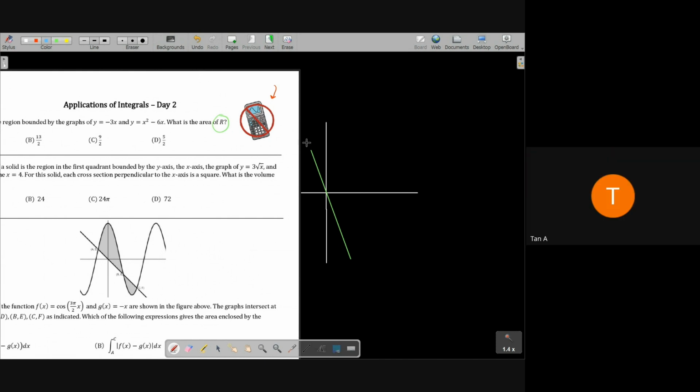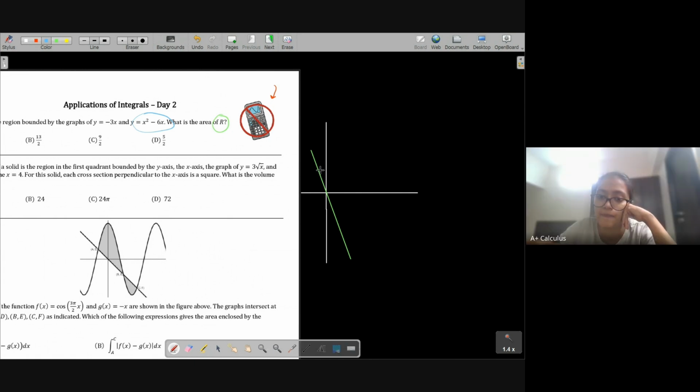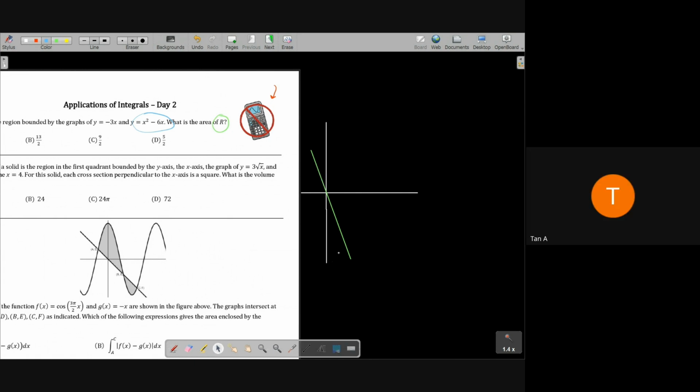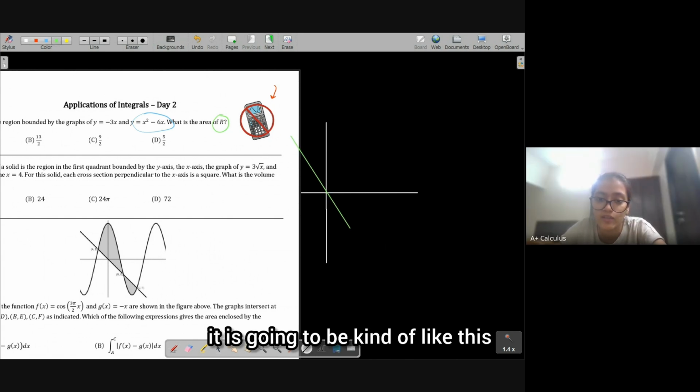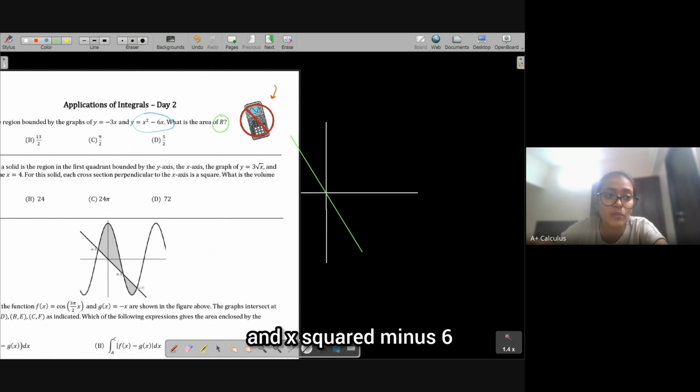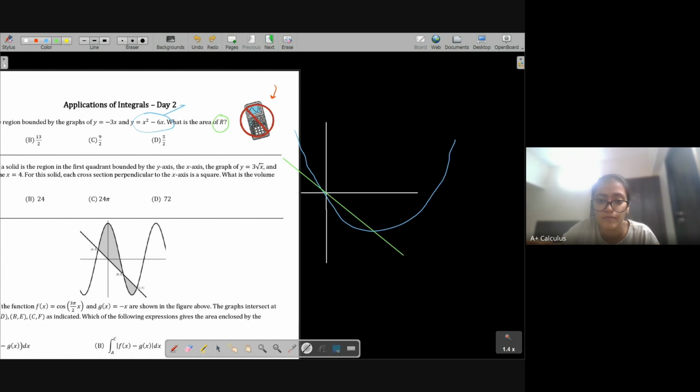This graph, x square minus 6x. This line is going to be kind of like this. And x square minus 6x, this is a parabola. So your region is this region.